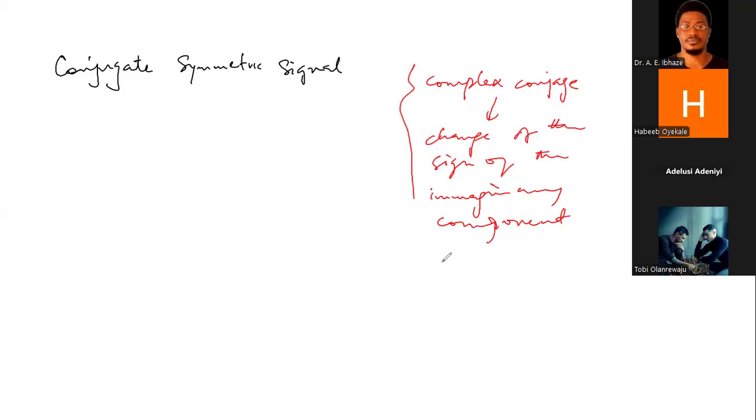So when we have, say, S1 of t plus j S2 of t equal to S of t, then the complex conjugate will be a change of the sign of the imaginary component, which is S2 of t. So this positive is going to turn negative, so that S conjugate of t will now be the same as S1 of t minus j S2 of t. That's the implication, okay?